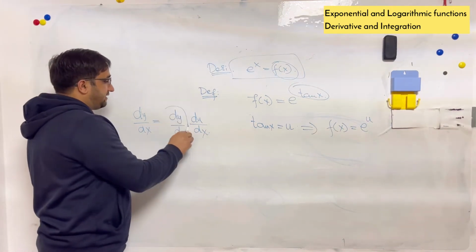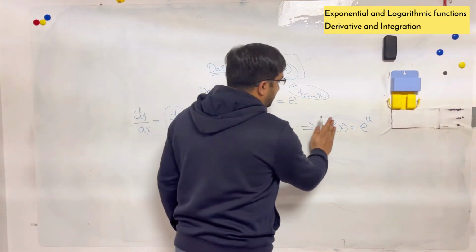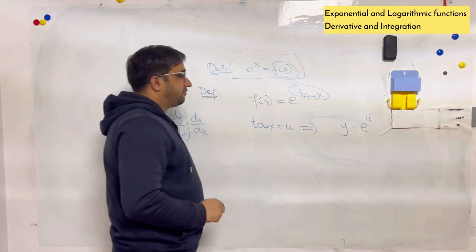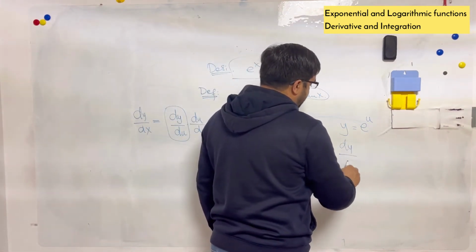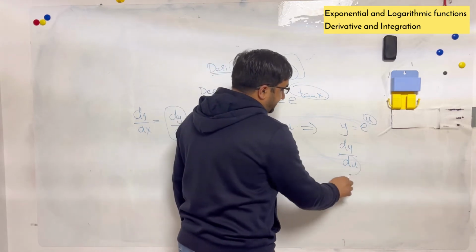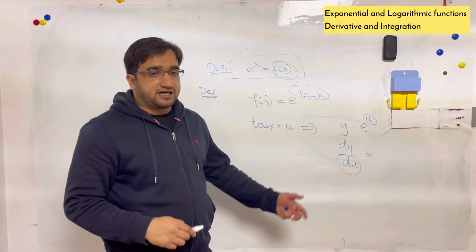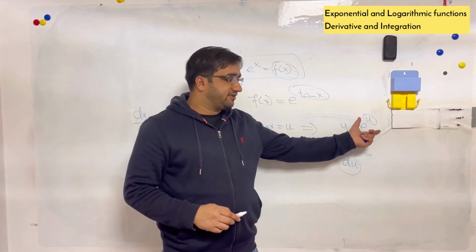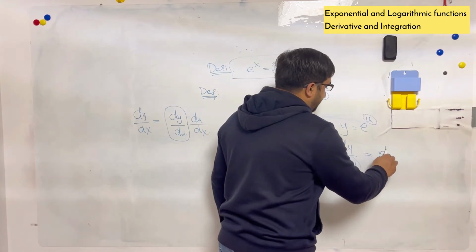But yes, I have this number here, f of x. So you can calculate the derivative of this, dy by du, because the variable is now u. So your differential will be according to u. And you know that according to the rule, the derivative of an exponential function is the same exponential function. So it will be again e power u.